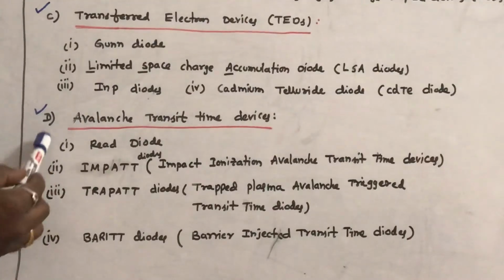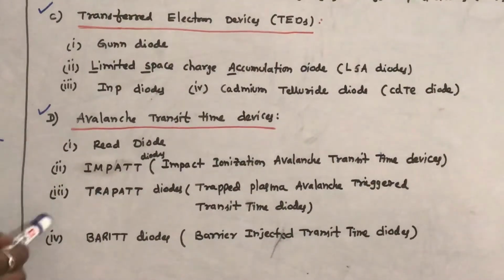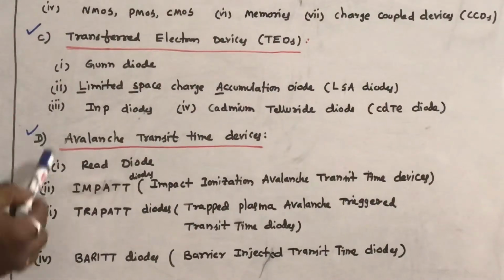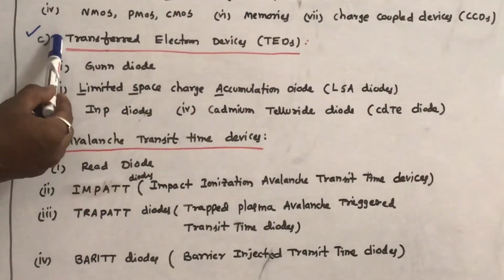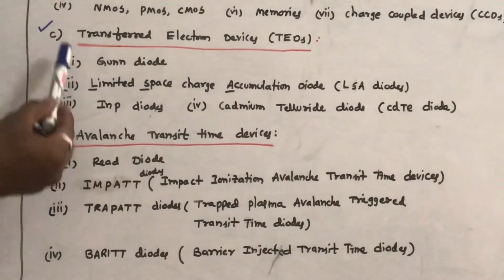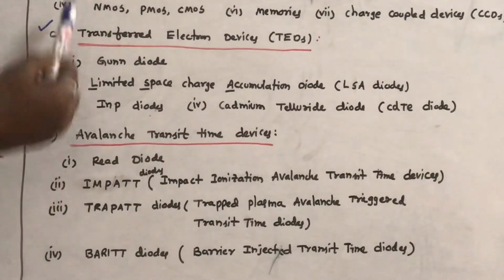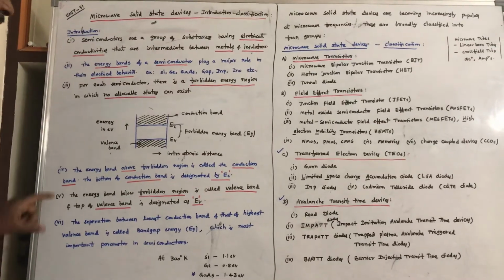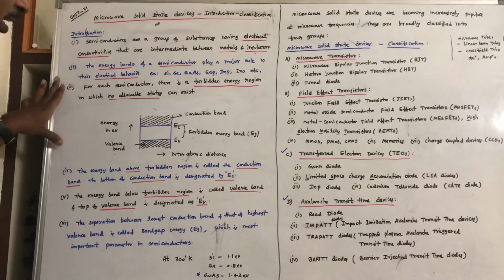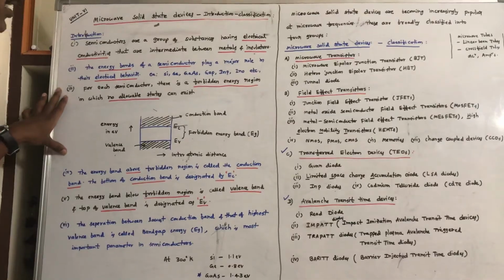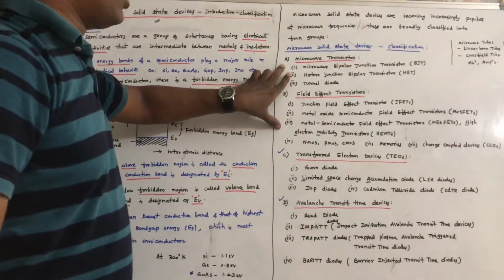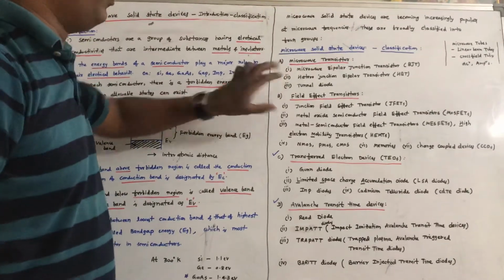The operations of the IMPATT, TRAPATT and BARITT diodes are very important in unit 6, and Gunn diode operation is also very important. These 4 articles, the Gunn diode, transferred electron devices and avalanche transit time devices, are very important in unit 6. This is all about microwave solid state devices: a brief and short introduction of semiconductors, which we already studied in previous classes, and in this session we have also seen the classification of microwave solid state devices.